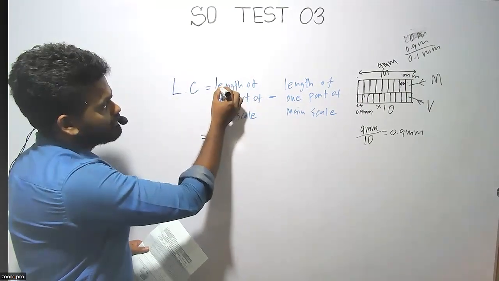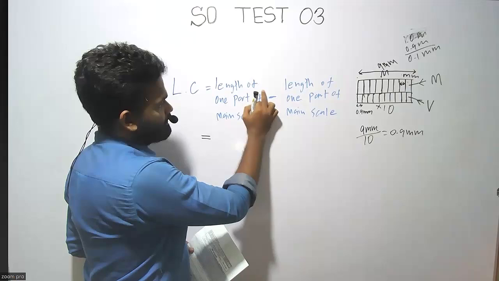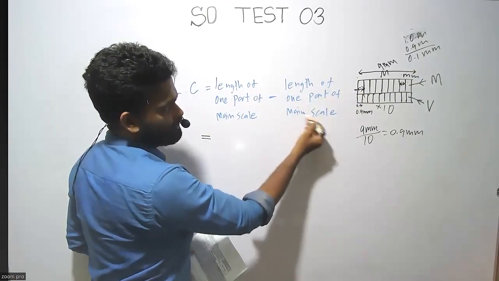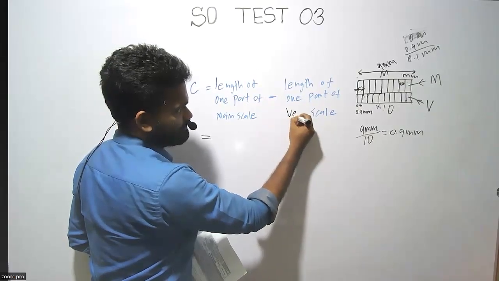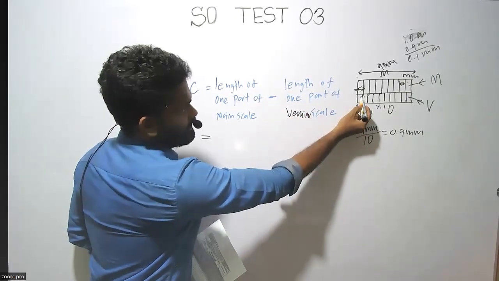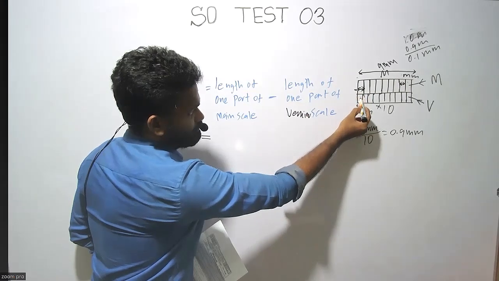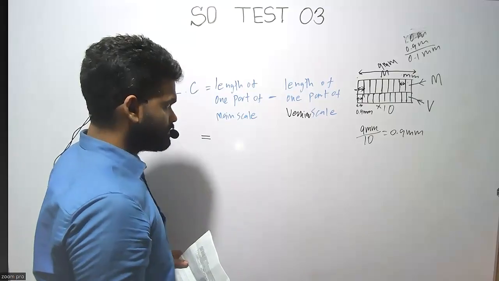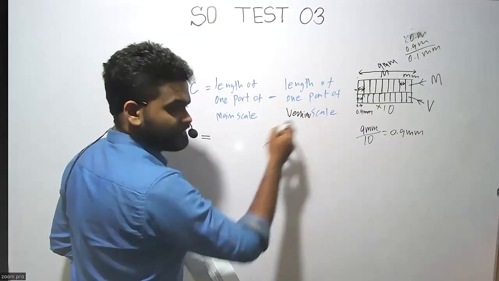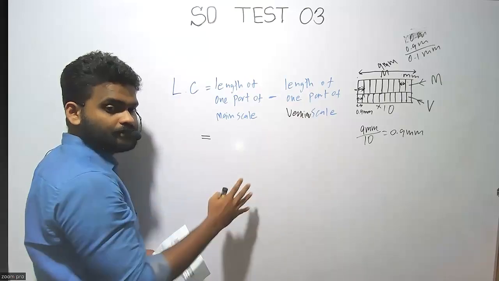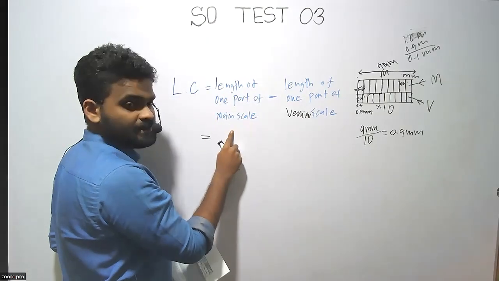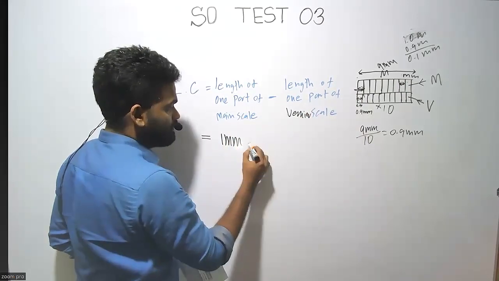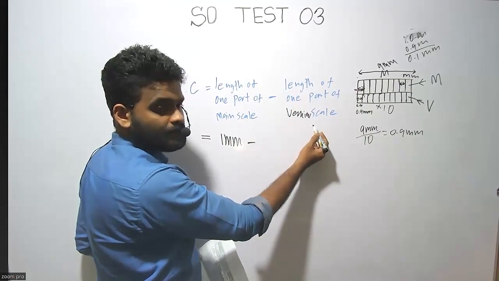Right? So here least count is equal to the length of one part of main scale minus the length of one part of vernier scale. Main scale division minus one part of vernier scale division. Okay, so that difference is equal to the least count. You can always use this equation. So what's the length of one part of main scale? That's 1 millimeter, obviously, right?